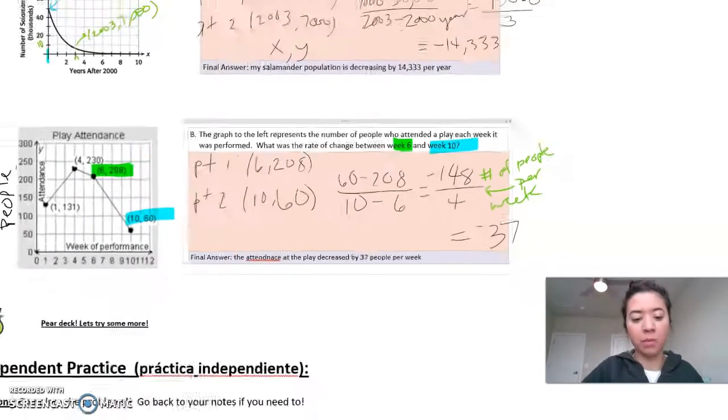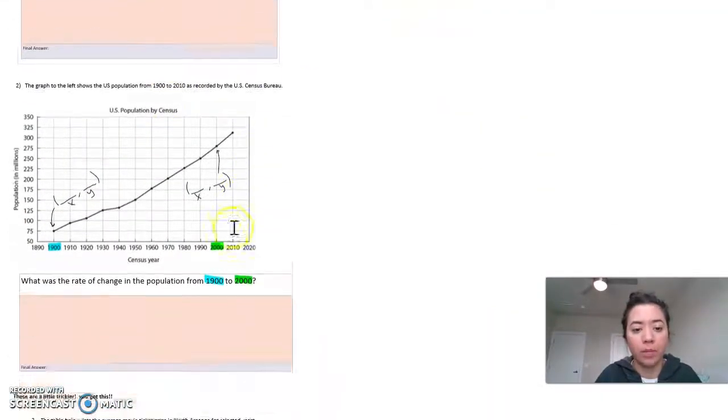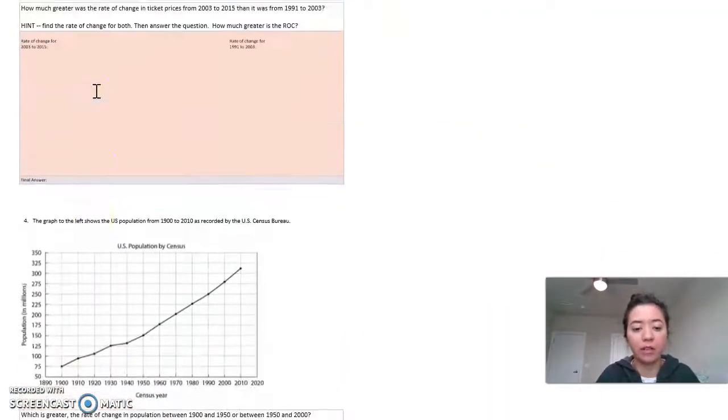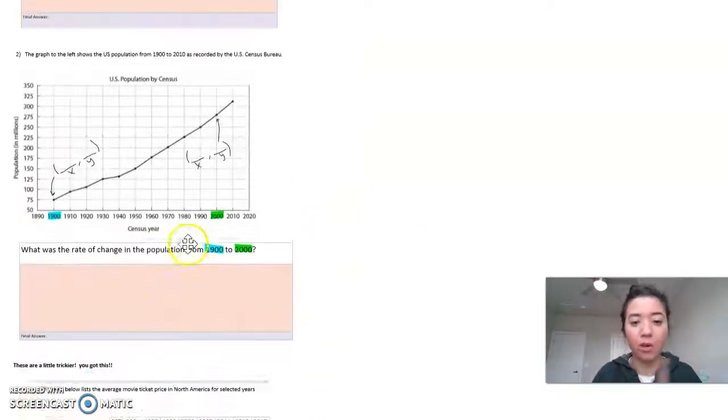All right, there's some independent practice down below. Go ahead and give them a whirl. We go back and forth with a table, a graph, and then a table and graph where you have to calculate it 2 times and then compare. Let me know if you have any questions.